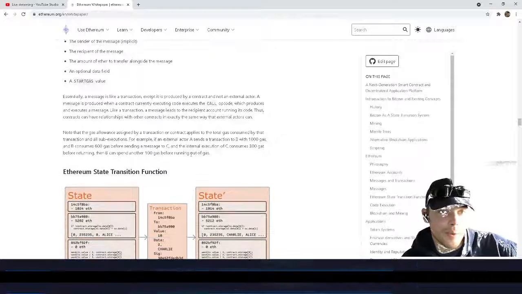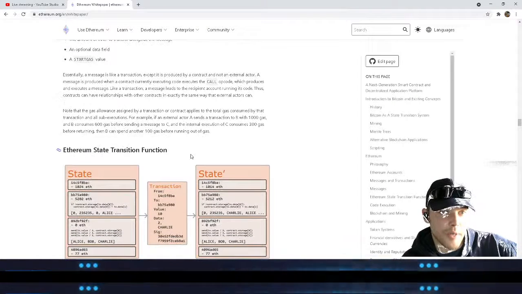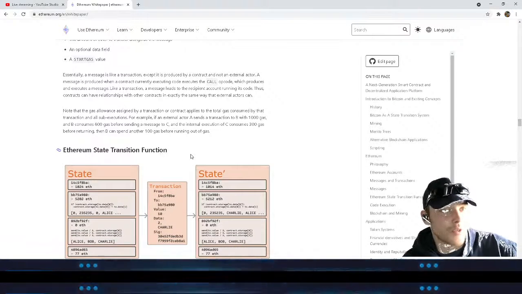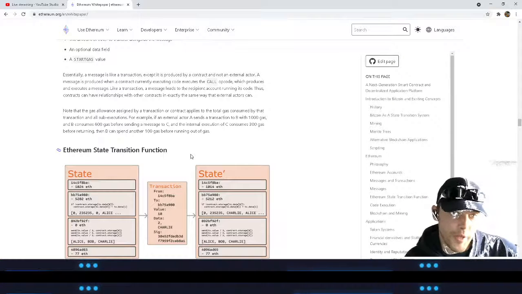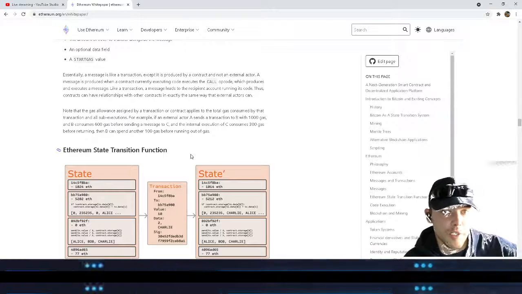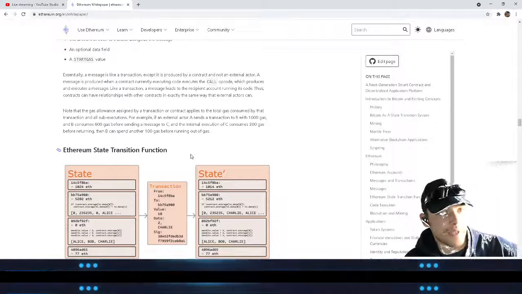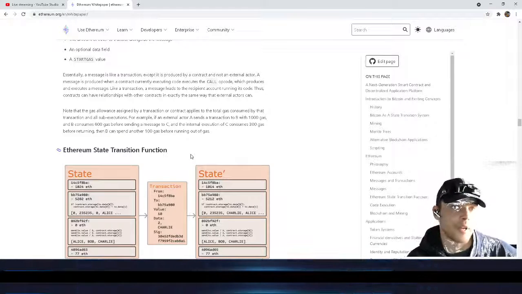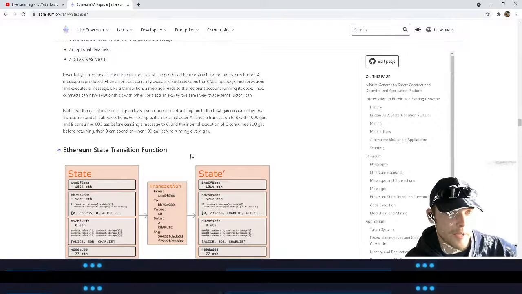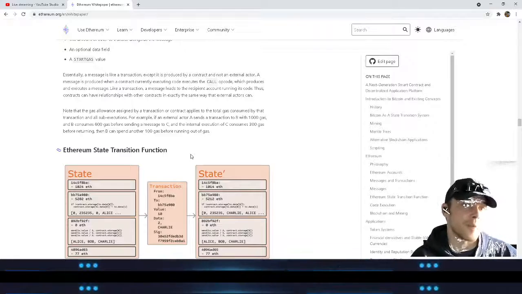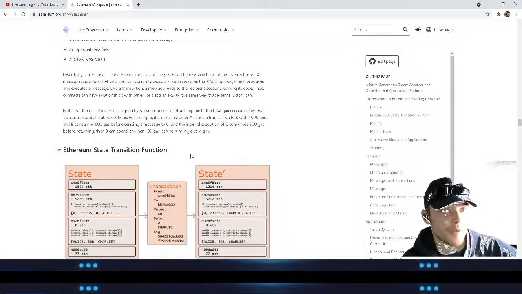Note that the gas allowance assigned by a transaction or contract applies to the total gas consumed by that transaction and all sub-executions. For example, if an external actor A sends a transaction to B with 1000 gas, and B consumes 600 gas before sending a message to C, and the internal execution of C consumes 300 gas before returning, then B can spend another 100 gas before running out of gas.